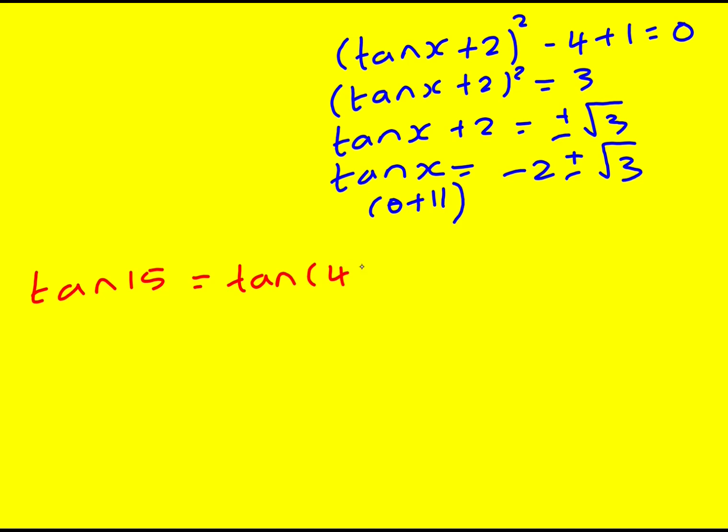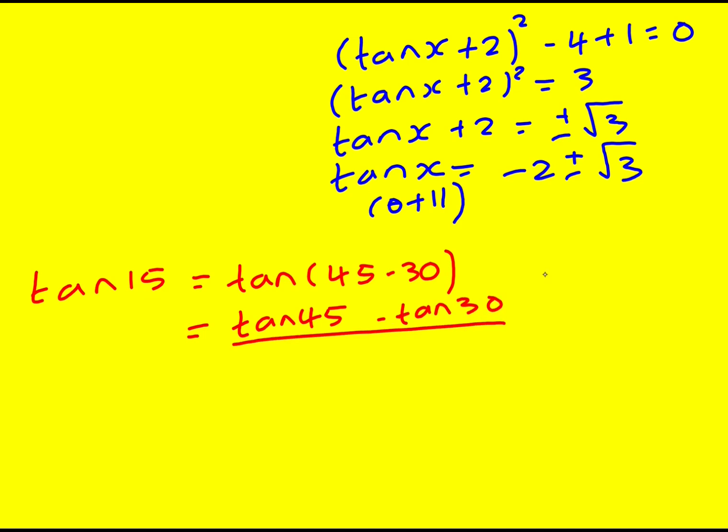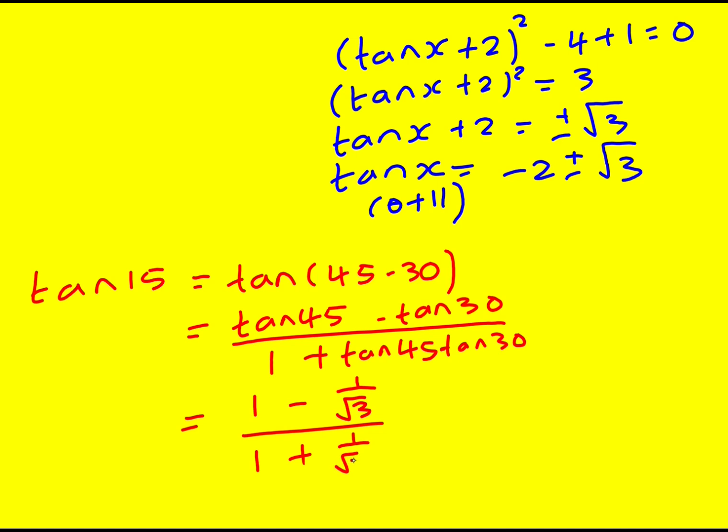You can see why this is just long and unnecessary, really, when you compare it with the first solution. So we could find tan of 15 by doing tan of 45 minus 30 and applying the addition formulae. So it'd be tan 45 minus tan 30 all over, I think it's 1 plus tan 45 tan 30. So this is 1 minus 1 over root 3 over 1 plus 1 times 1 over root 3.